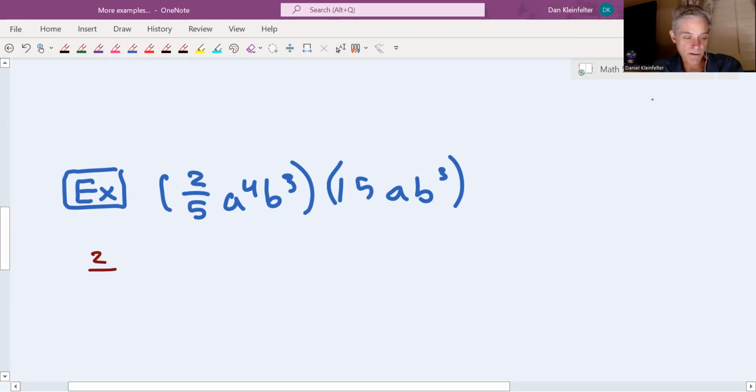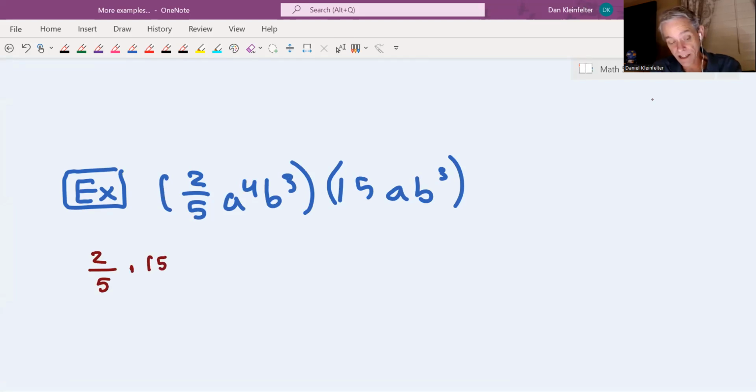So as before, I'm going to rewrite this, rearranging the factors so that like bases are together. So this is what we'll have. 2/5 times 15, a to the fourth power, and then a couple of b cubes. 2/5 of 15 is going to be 6. a to the fourth power times a is a to the fifth power. And then b cubed times b cubed is b to the sixth power.